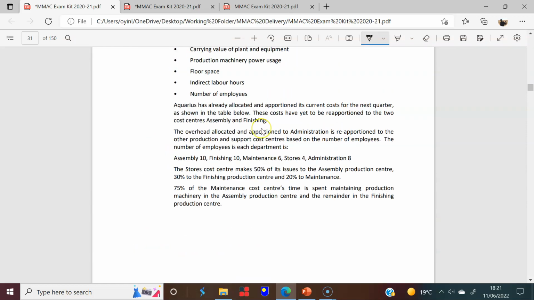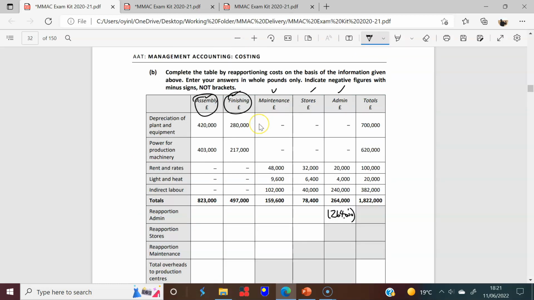It says that the overheads allocated and apportioned to administration is reapportioned to the other production and support centers based on the number of employees. The number of employees in each department is 10 for assembly, 10 for finishing, 6 for maintenance, 4 for stores, and this would really be irrelevant because we're trying to get rid of the cost into the others. So we have 10, 10, 6, and 4. I'll just write that here.